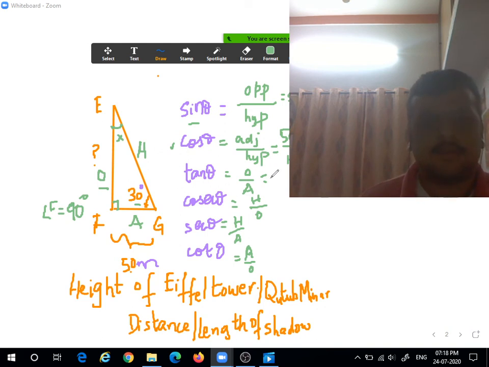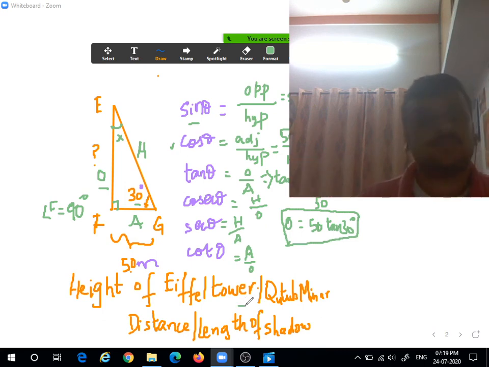So this will be tan of 30, if we substitute, is equal to O by A, which is 50. Then when we solve that, directly we'll get O is equal to 50 tan 30. We'll discuss these things in detail. So this is the required height of the Eiffel Tower or Qutub Minar. Is it not wonderful, students? It is so beautiful. I gave a simple concept of how it is defined and how we can find the relations.